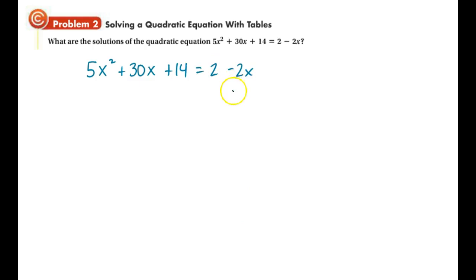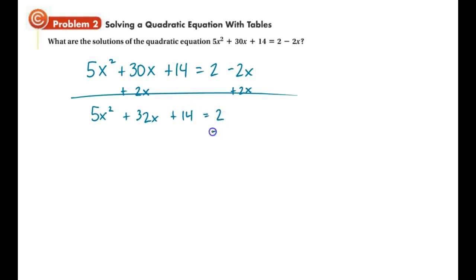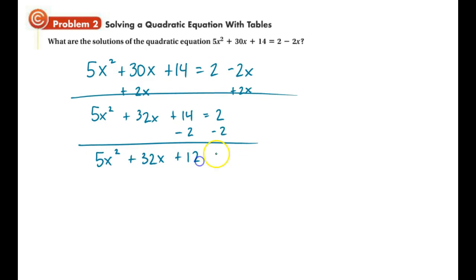So the first thing I'm going to do is add 2x to both sides, and make sure you line up the like terms. And we get 5x squared plus 32x plus 14 is equal to 2. One more thing, subtract 2, and again line up the like terms. We get 5x squared plus 32x plus 12 is equal to 0. So now we have it in a nice format, and we can use the table feature on our graphing calculator.